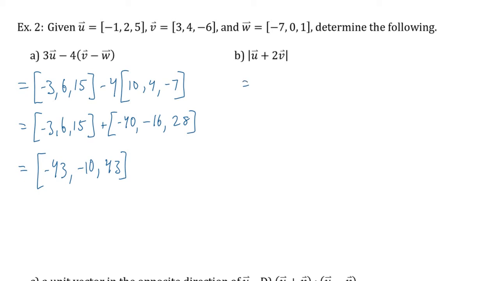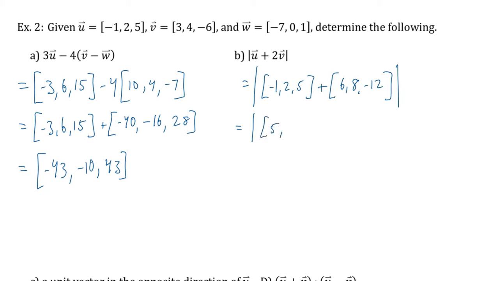So this is going to be equal to the magnitude of u. I'm just going to write that part out because we're not using that yet. Plus 2 times v, and 2 times v is 6, 8, -12. Okay, and we're still taking the magnitude of that, which is the magnitude of, adding those together is +5, +10, and -7.